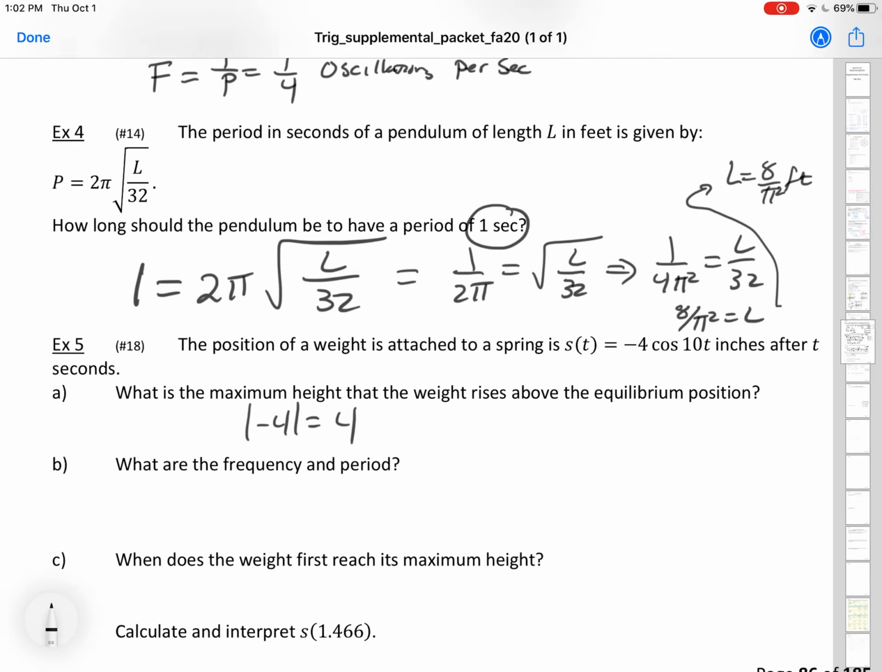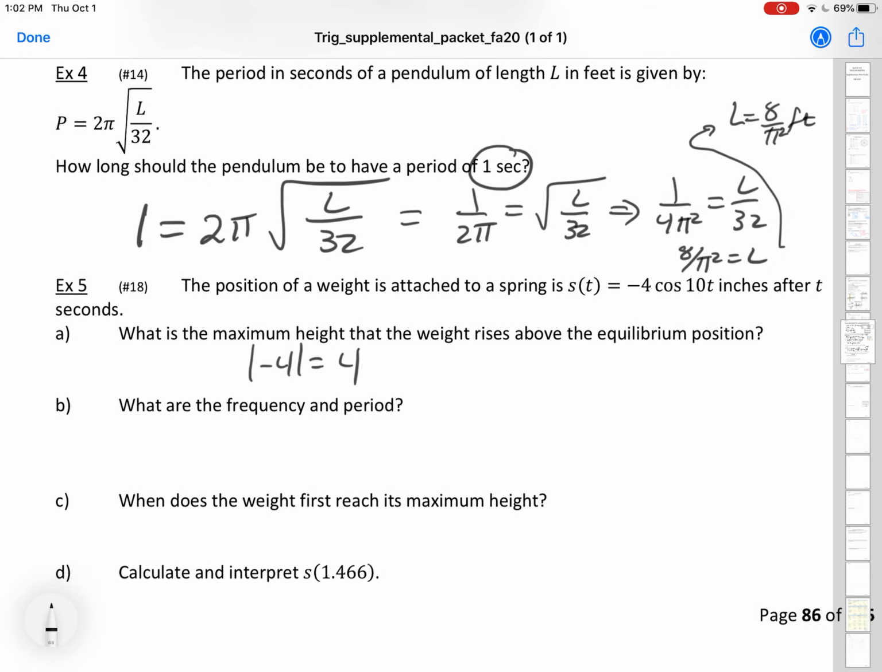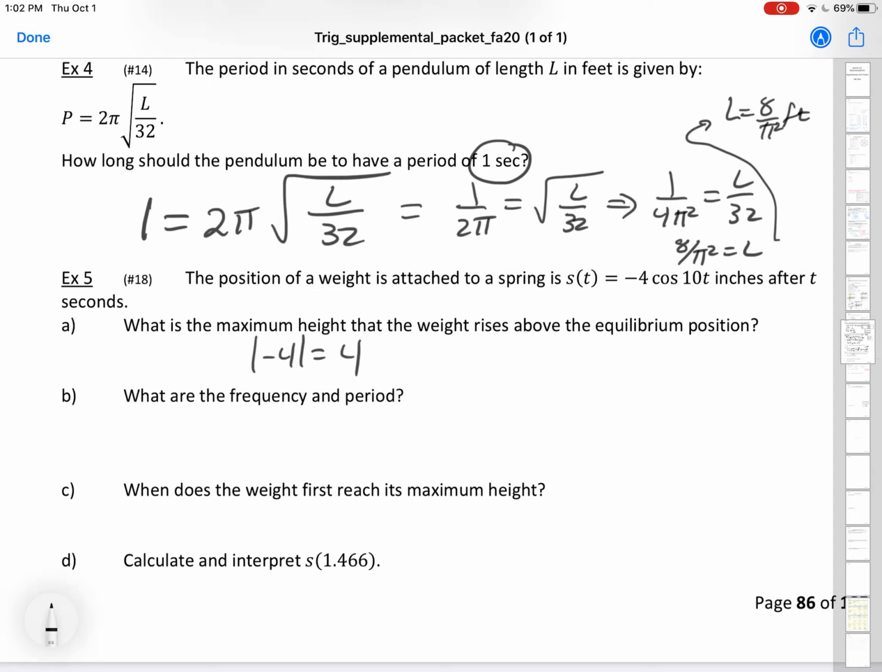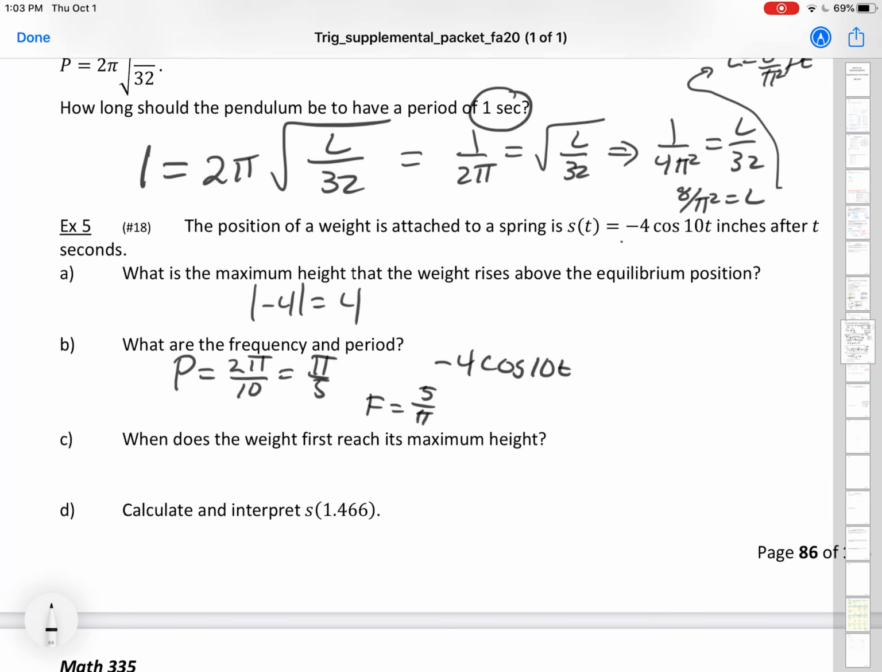What's the frequency and period? Okay, well, the period, no problem. We know that from before. If we had the negative 4 cosine of 10t function back in 4.1, we'd be set. We'd know the period was the original period for cosine divided by the 10 that's with it. It's not going to be any different. So the period's pi over 5, and the frequency is the flip of that, 5 over pi. Done.